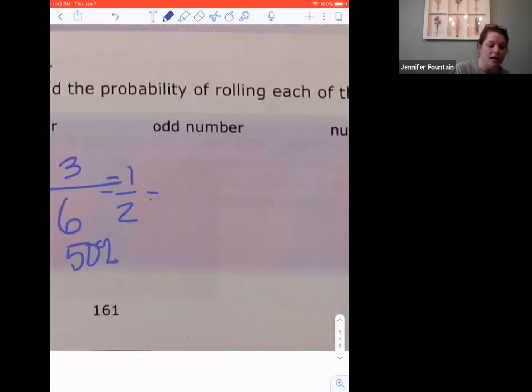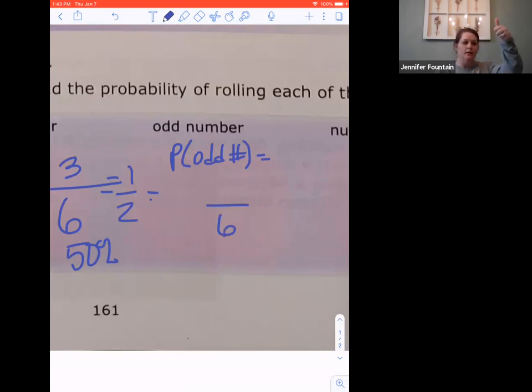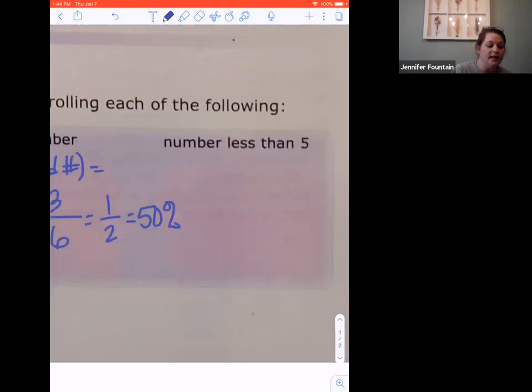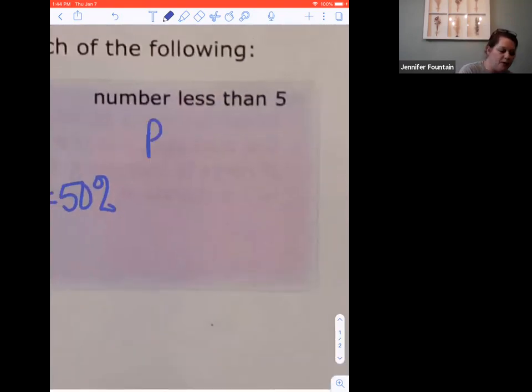Now, for an odd number, again, how many odds do I have? So the probability of an odd number, I know I have a total of 6 chances. I have a 1, a 3, and a 5. So again, I only have 3 possibilities out of 6. So again, that's going to equal 1/2, which is equal to 50%. My next one, a number less than 5. Probability of a number less than 5.